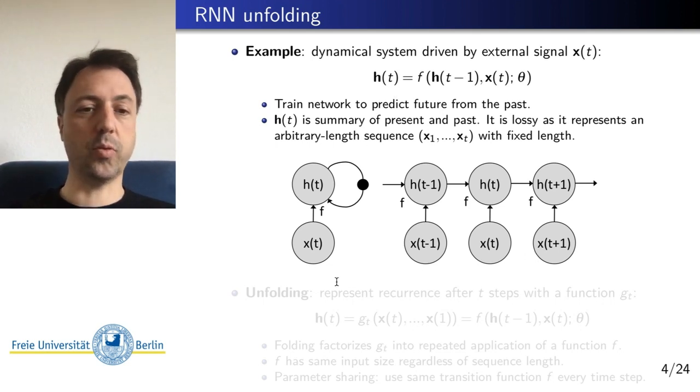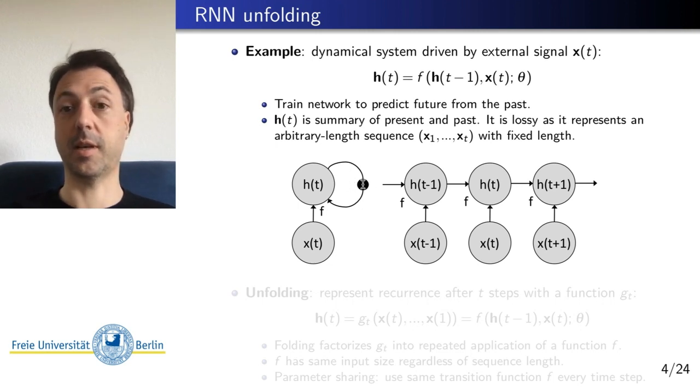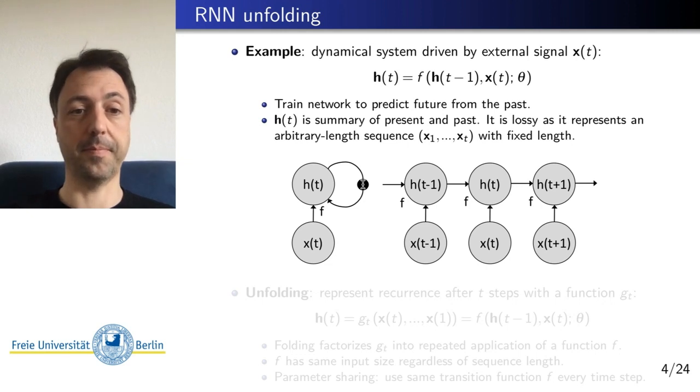Let's look at these two graphs here. These two graphs are graphical representations of the function up here. So on the left side, we see a compact representation, which is exactly like the equation itself. It's a recurrent representation. So h of t is updated by function f as a function of x of t and h of t minus 1. And we encode the t minus 1 with this bullet. So the bullet is a time delay of 1 step.